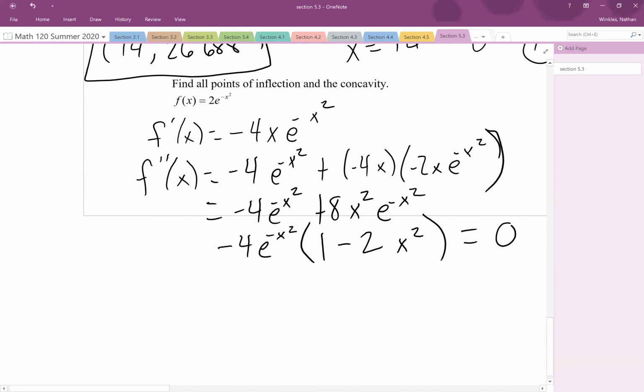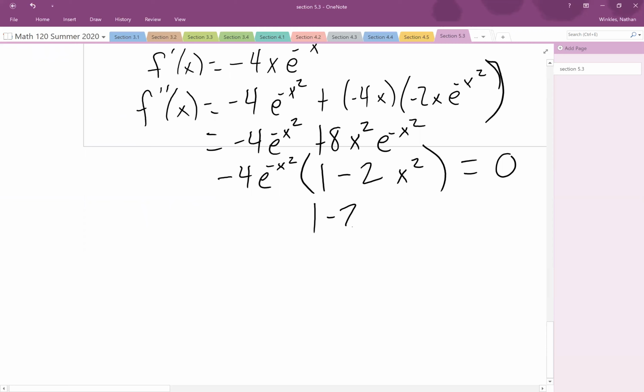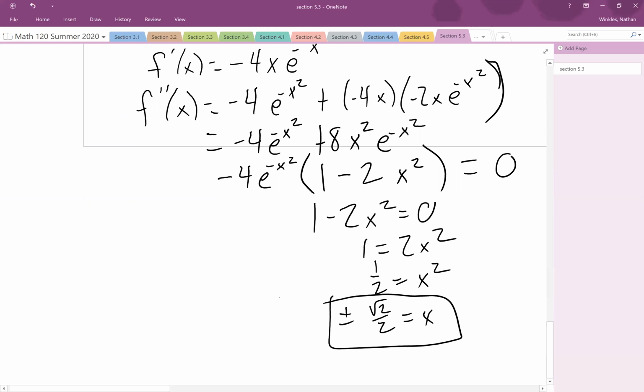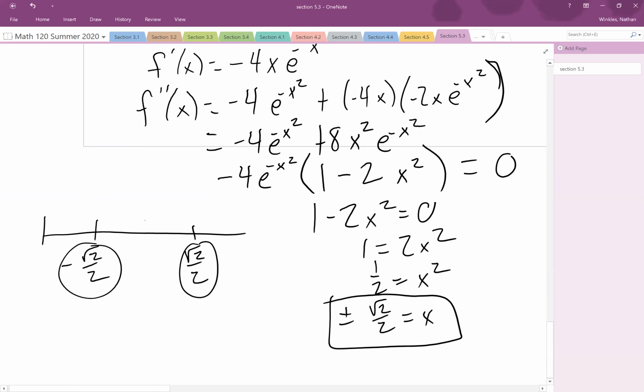We set this equal to 0 and solve. So 1 minus 2x squared equals 0. 1 equals 2x squared. 1/2 equals x squared. X equals plus or minus the square root of 2 over 2. So negative root 2 over 2, positive root 2 over 2 are two values. So we could use 0, 3, and negative 3 to plug into our second derivative here.